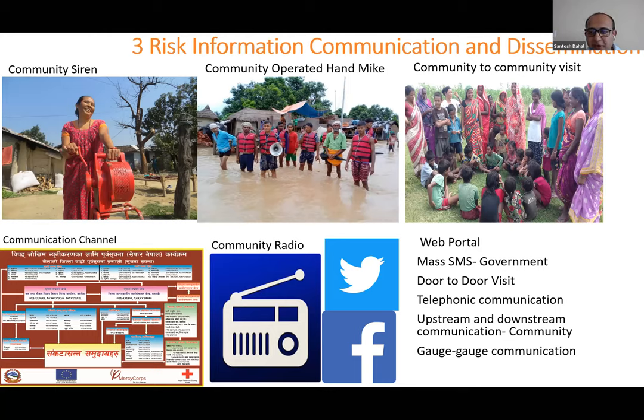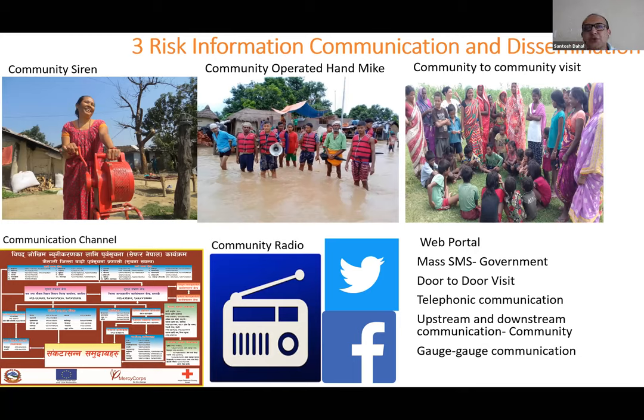Other is the mass SMS sent by the Government of Nepal, as Arana sir earlier mentioned, or the polygon things. Another is door-to-door visit. Another is telephonic communication. And the most effective is the upstream-downstream communication at the community level. Though the messages are displayed on the website, the river level, the rainfall level, the messages need to be disseminated to the community. So we do upstream and downstream community communication. That is very much effective.